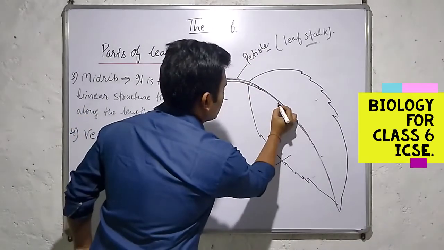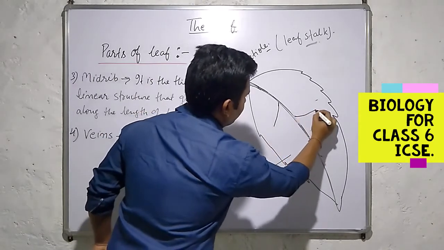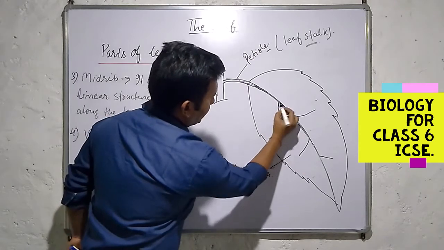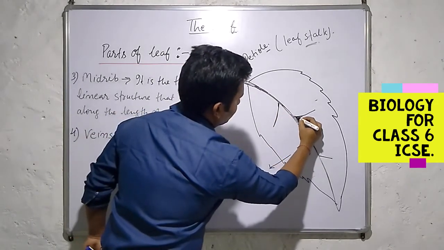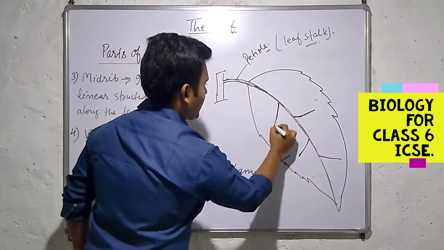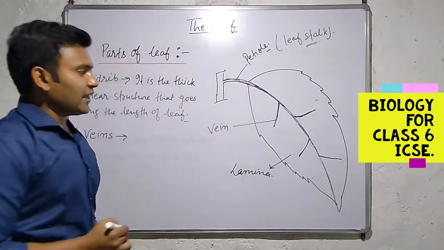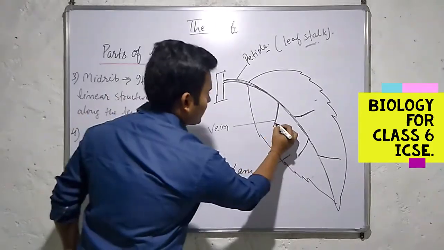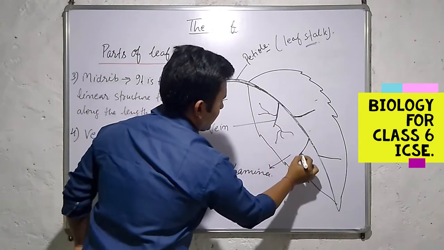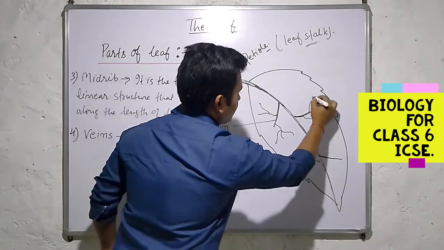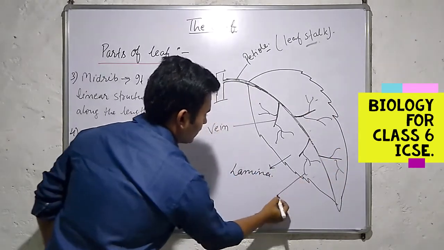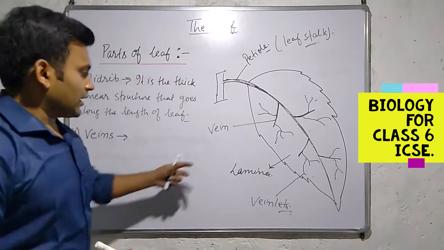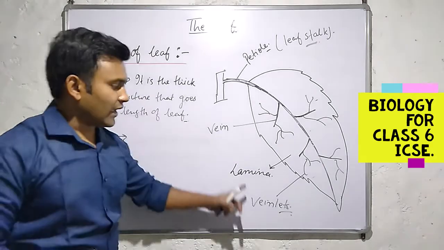So veins are the thin and fine structures which come out from the midrib, or that arise from the midrib. So this structure is called vein. And you might have seen from the vein again a very fine structure arises like this. So this structure is called veinlets. Now we'll learn the importance or the significance of vein and veinlets.